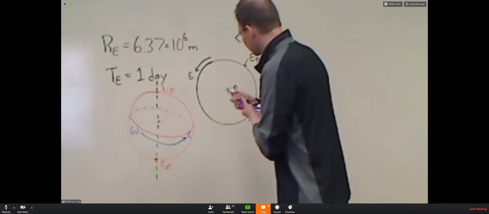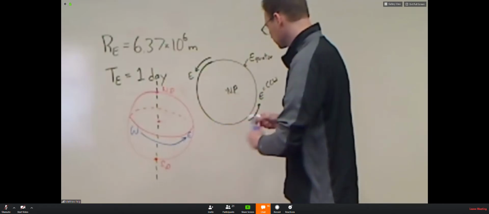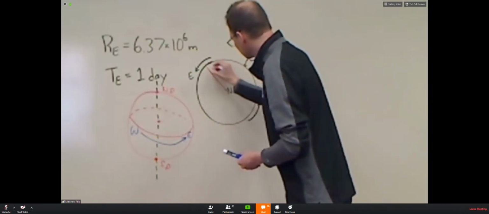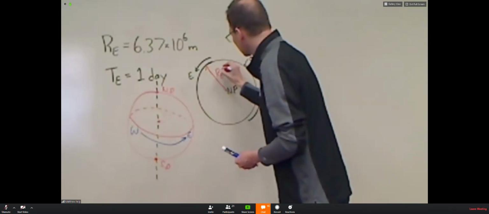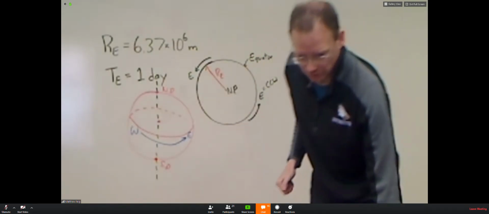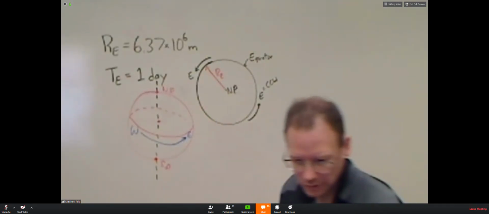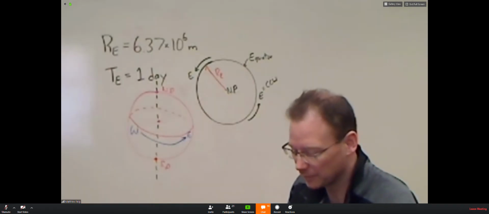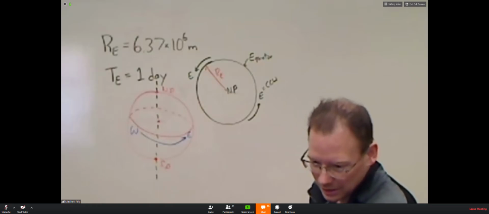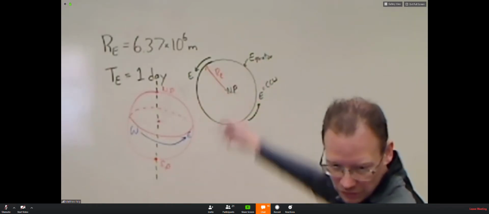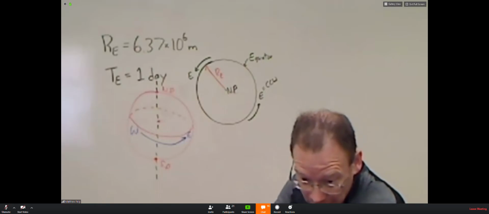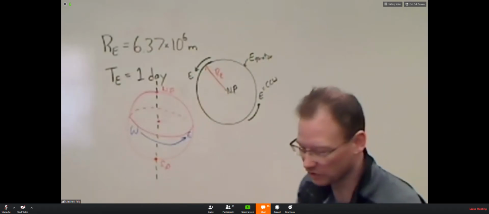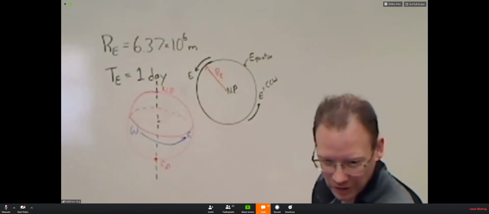And what is the radius? The radius is RE. When an object is moving in a circle, what do you know has to be true from the point of view of acceleration and the rules of kinematics? If you're moving in a circle, even at a constant speed, you have to be accelerating, and you have to be accelerating towards the center of the circle. So what do we call that kind of acceleration?